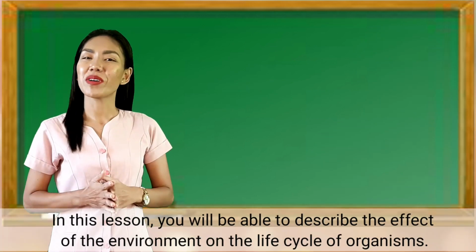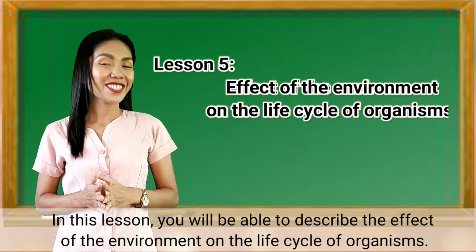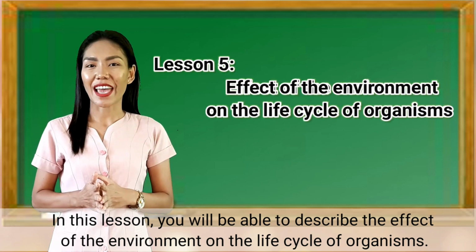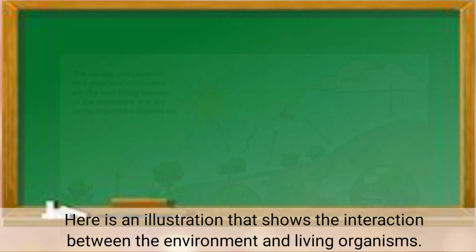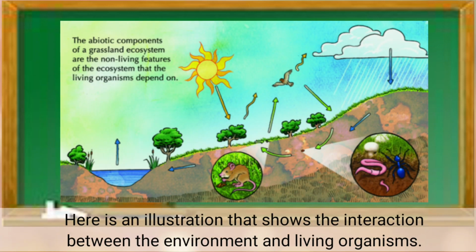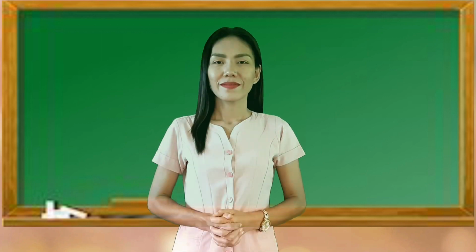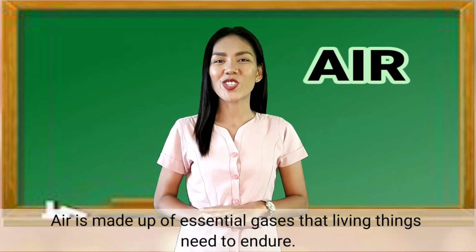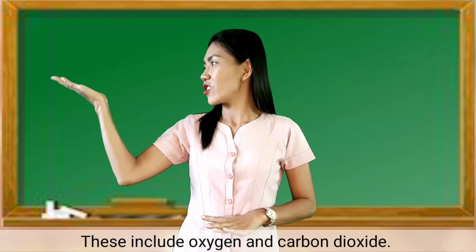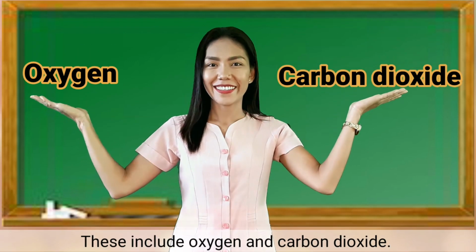In this lesson, you will be able to describe the effect of the environment on the life cycle of organisms. Here is an illustration that shows the interaction between the environment and living organisms. Air is made up of essential gases that living things need to endure. These include oxygen and carbon dioxide.